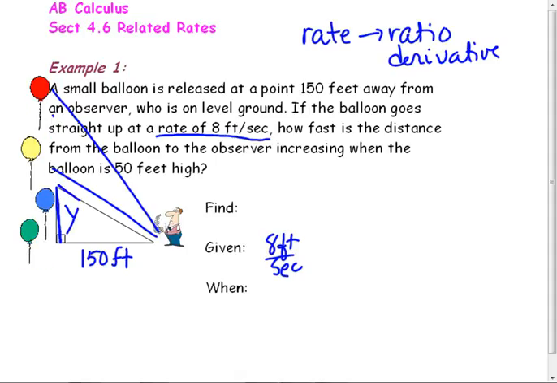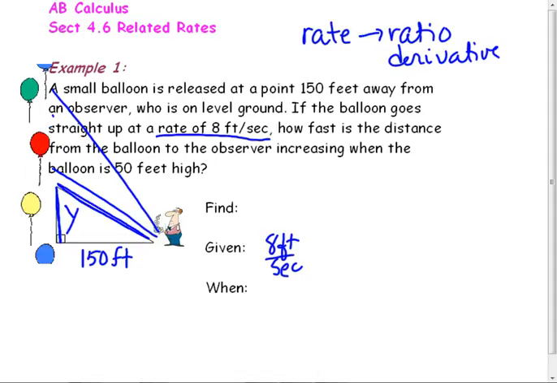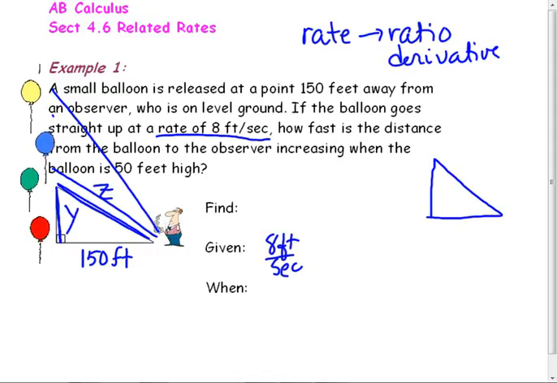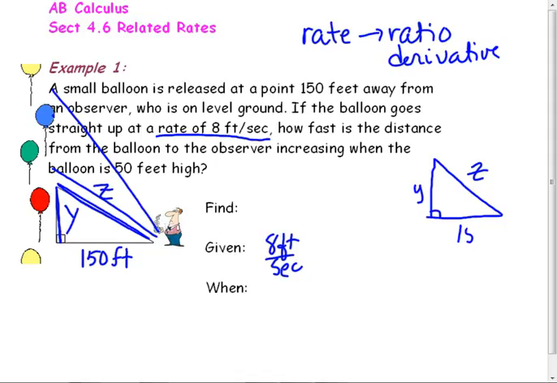Then what do you want to call this distance? Because that's what's changing. I don't like X. Z. Okay. Z. I'll pull that triangle out. At a particular instant, we're going to take our camera and take a picture. And Y and Z are changing in time.